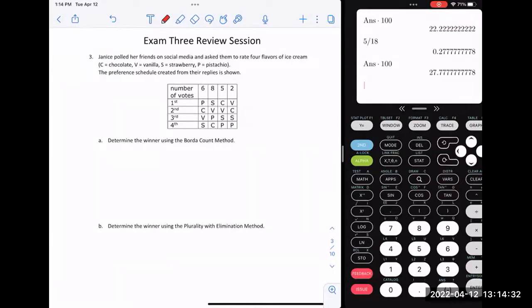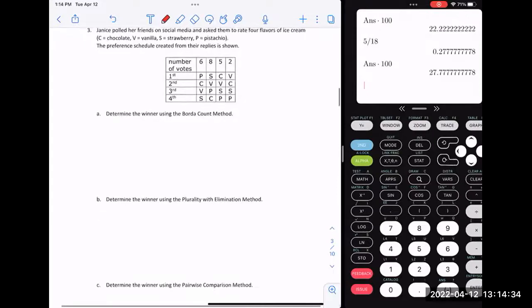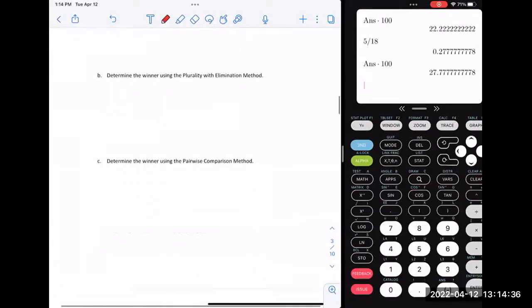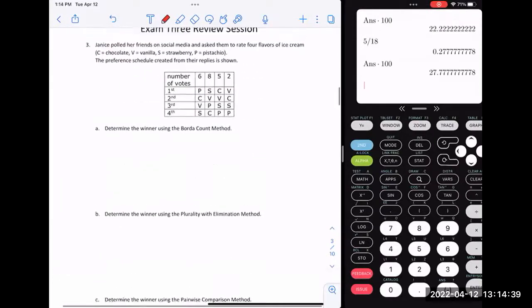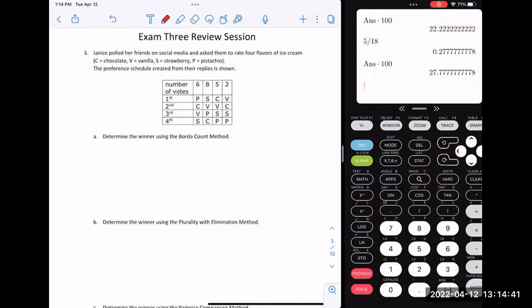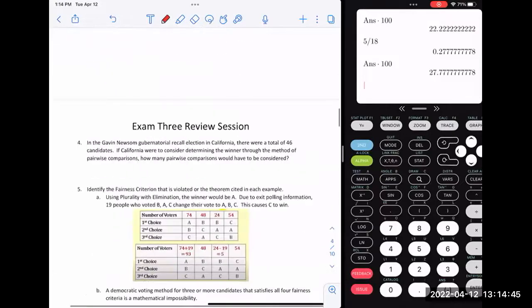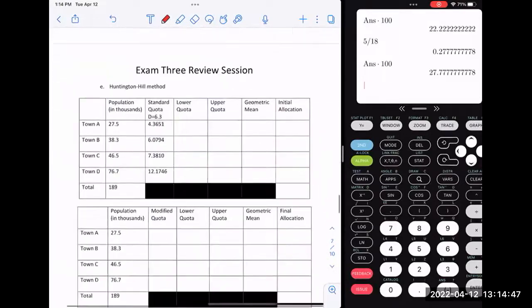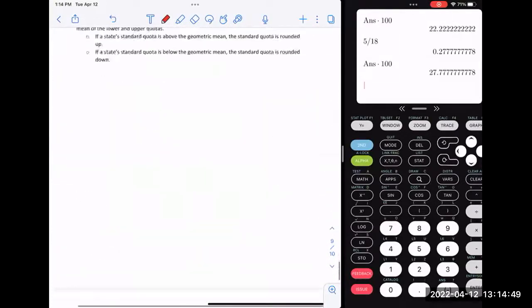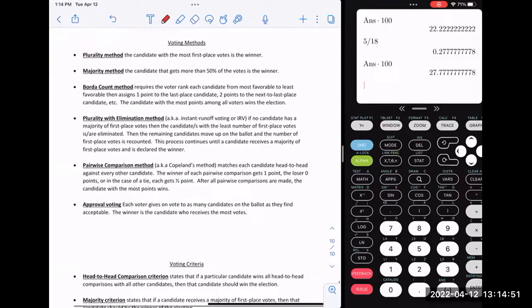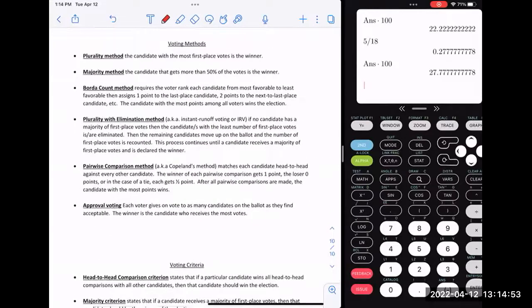So this is asking us to determine the winner using the Borda count method, the plurality with elimination method, and the pairwise comparison method. So these are the other 3 methods that you'll need to know. So you do have brief descriptions of these. So if you look at your voting reference here, let's just start with the first one, part A.